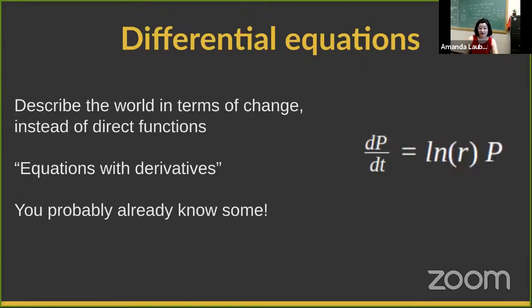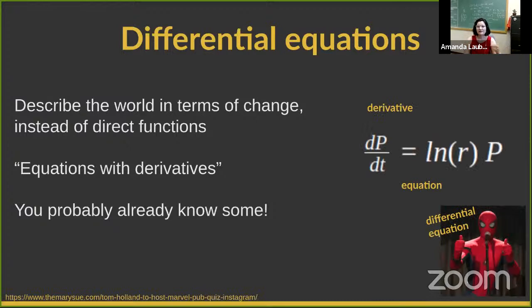If you didn't know that one, there's this equation we used earlier, dP/dt equals ln(r) times P. Again, that was just that thing where we said the change in the population is some number times the population. But it's an equation, it's got a little equal sign in it, and it has a derivative in it. So we have ourselves a differential equation. Even if you knew no differential equations coming into this presentation, you now know one.